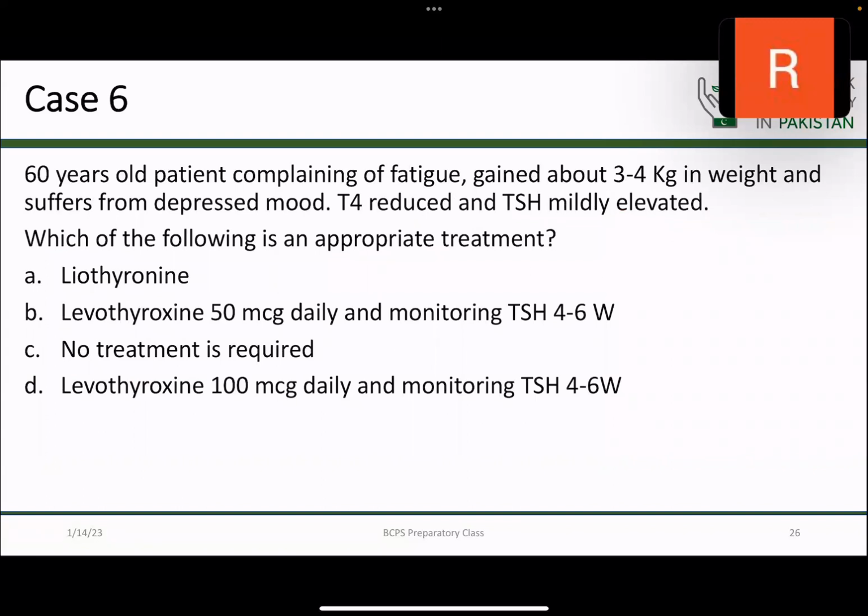Another case, a 60 years old patient complaining of fatigue, gained about 3 to 4 kg in weight and suffers from depressed mood. So T4 is reduced and TSH mildly elevated. So definitely the patient has hypothyroidism because T4 is reduced, and as a feedback, TSH is mildly elevated. And also there is fatigue, there is weight gain, there is depressed mood. So we already saw these things in the clinical presentation of hypothyroidism. So which of the following is an appropriate treatment?